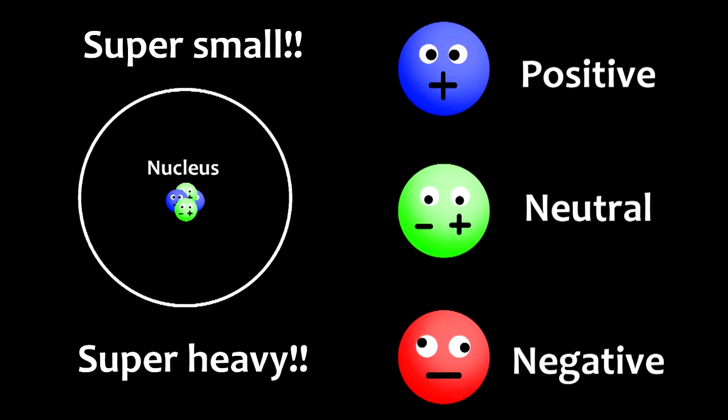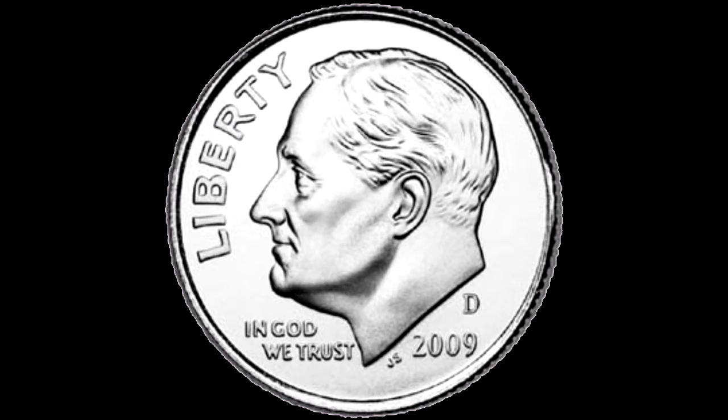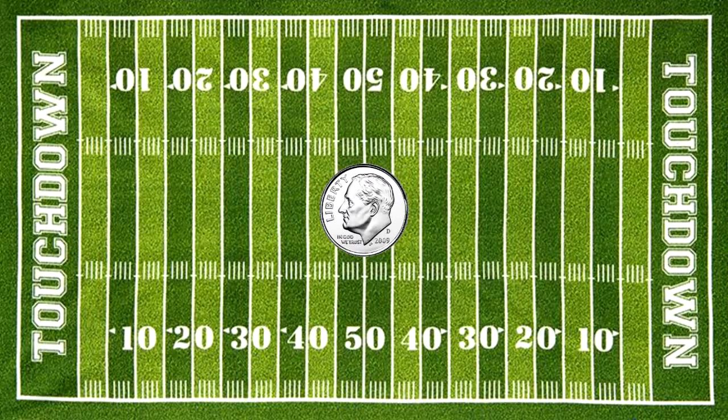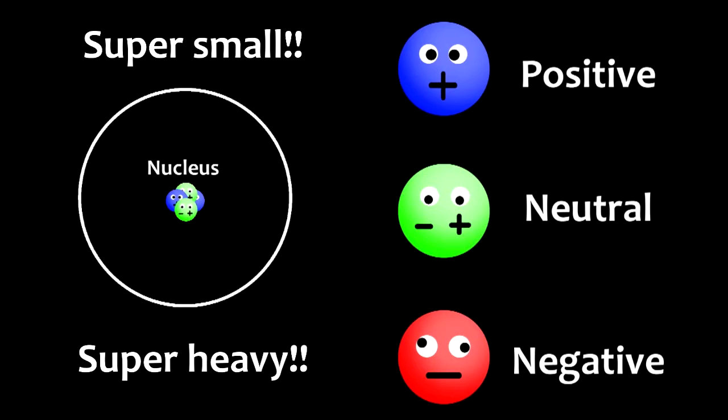But just how small is it? Well, let's say you have a dime, and you place that dime in the very center of a football field, and then you walk 50 yards in any direction. That would be how far it would take to get to the outer level of the atom. Which is crazy to think because it's the smallest part, but it's so dense, denser than anything else inside the atom.